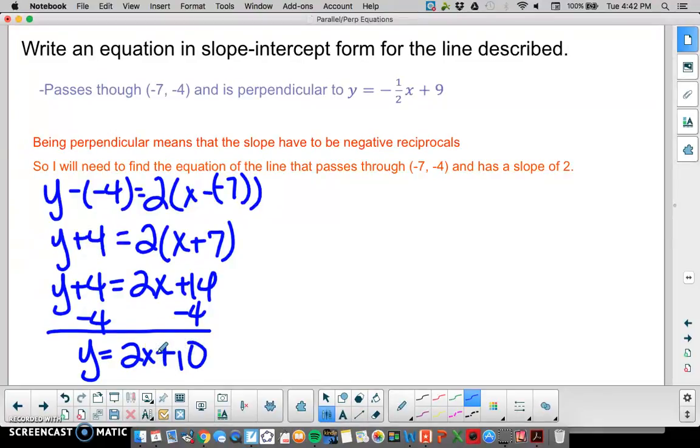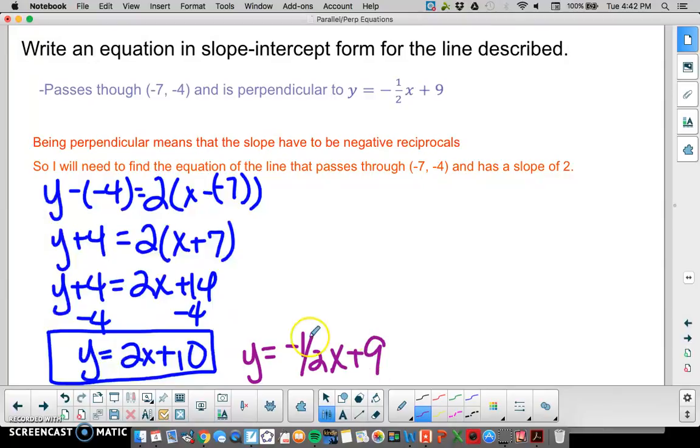So y equals 2x, 14 minus 4 is positive 10. So the equation of the line that passes through (-7, -4) and is perpendicular to our given line is y equals 2x plus 10. Notice that y equals -1/2 x plus 9 has a negative reciprocal slope from the line we found.